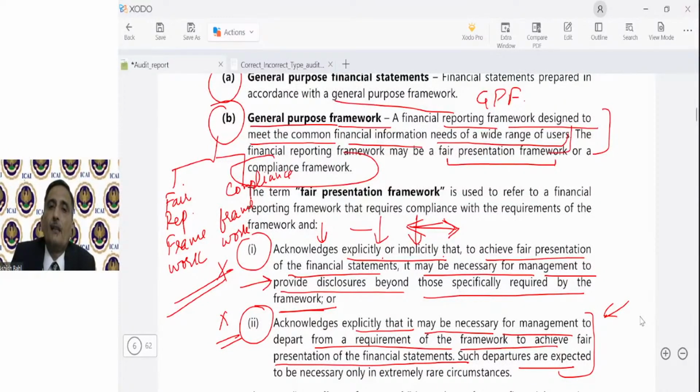No, general purpose framework and the fair representation framework are not the same. Yatiraj More, these are not the same. Although a fair representation framework is a sort of general purpose framework, these two terms are not interchangeable. A general purpose framework can be a fair representation framework or a compliance framework. Is that clear? Yes, Dinyash, Alok, you are saying it is clear now.